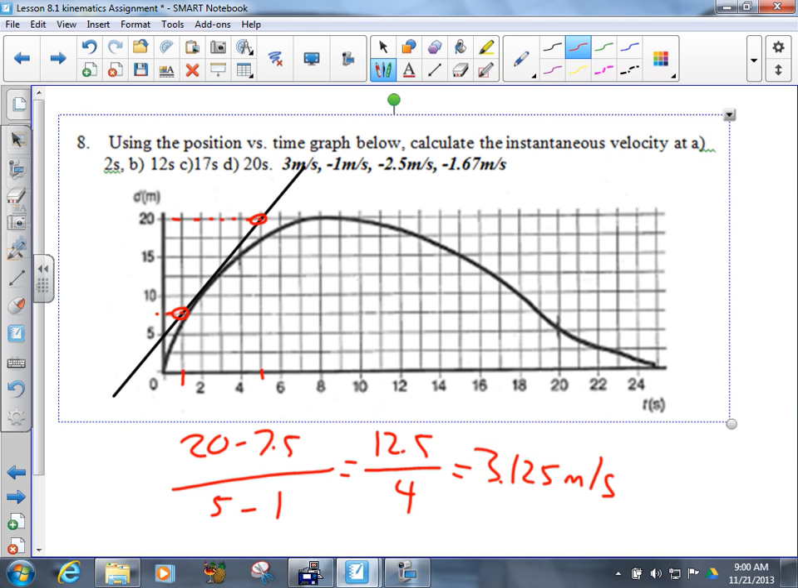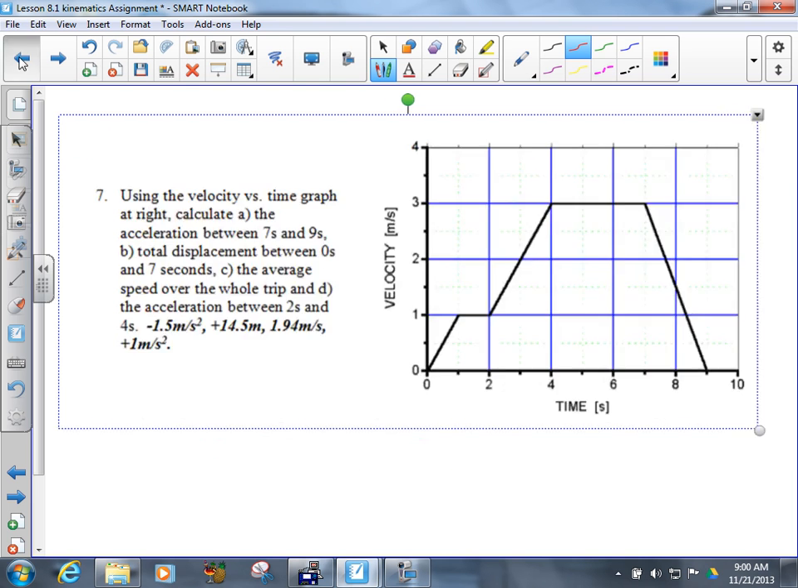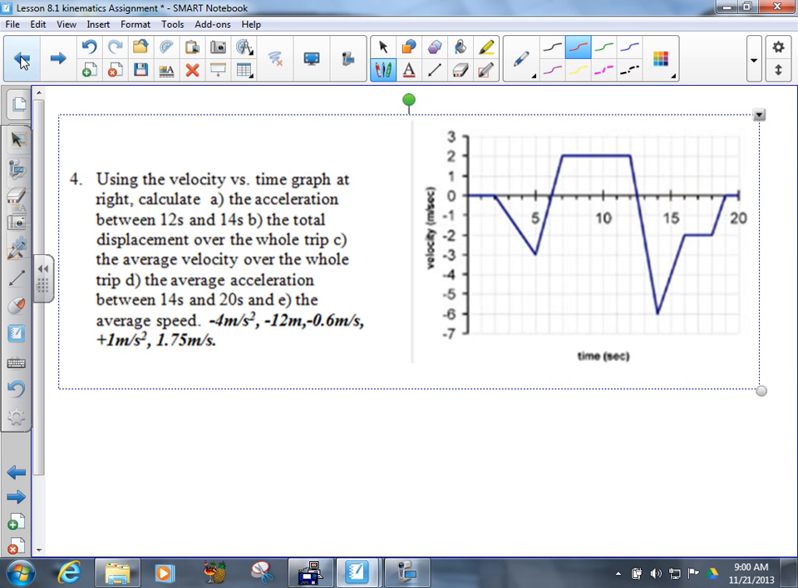MJ? 4E? Average speed. Okay, so what do I need if I'm going to get average speed? Total distance and total time.